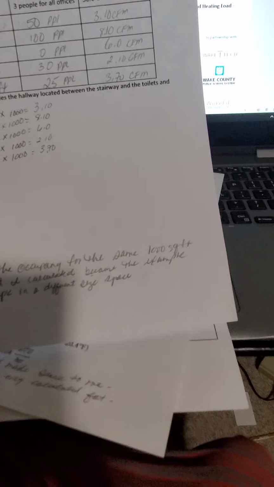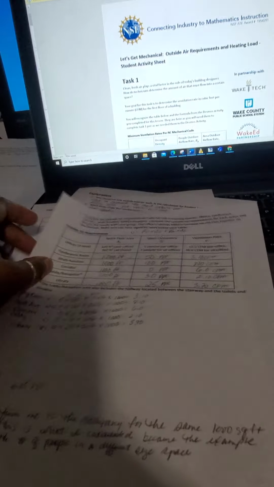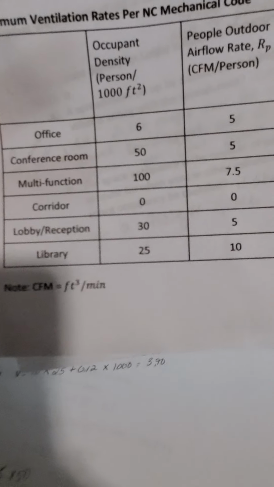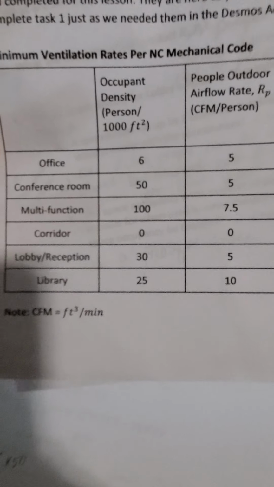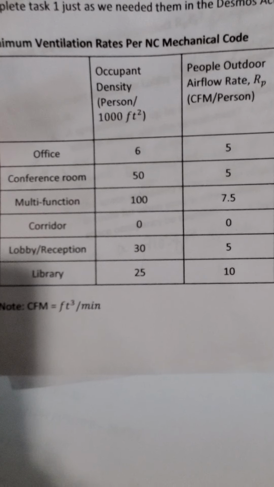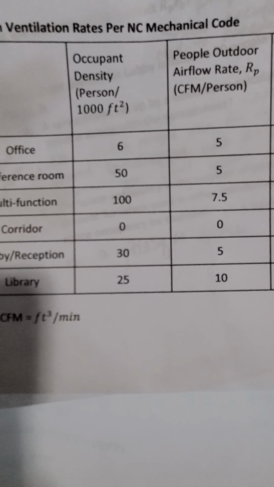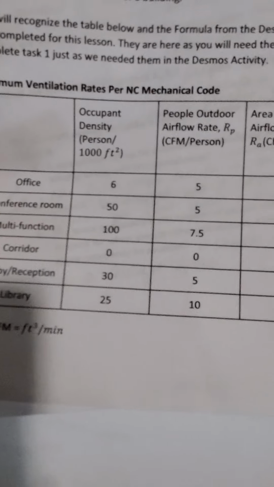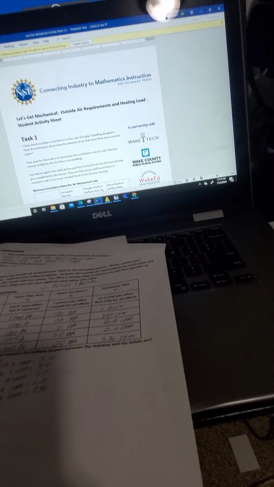I did put a note on because it confused me in terms of the occupancy for the same 1,000 square feet changing, because we also had these calculations here. So if 1,000 square feet would fit 6 people in an office, the same 1,000 square feet would fit 50 people in a conference room and 100 in a multifunction room, and so on. So that confused me, but I did the calculations to the best of my ability.